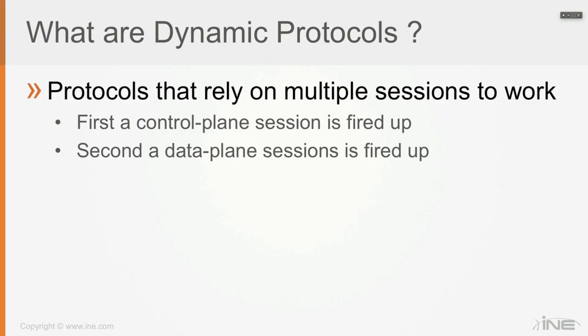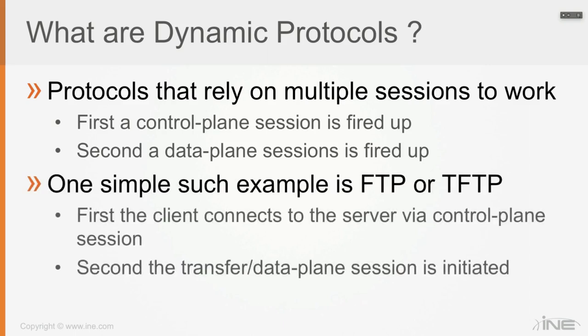First, we're going to have a control plane session which is fired up between two end hosts. They negotiate something in between, and then they fire up a second session, which is called the data plane session. It can have one or multiple second data plane sessions. One such simple example is FTP or TFTP.